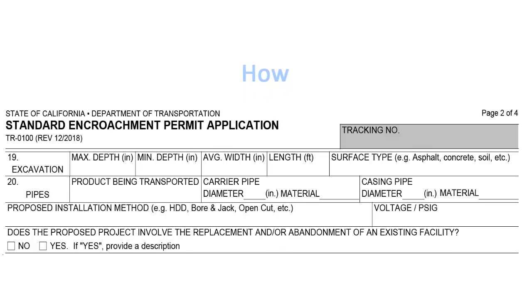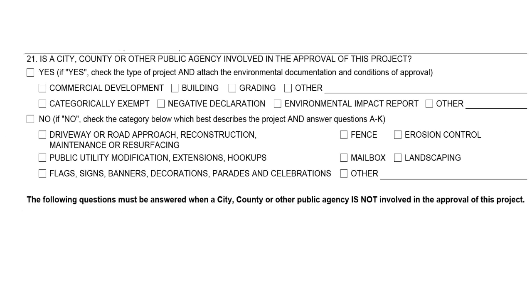Questions 19 and 20 pertain to excavation and underground work. While these questions are mostly for utility companies, you will need to answer these questions if your project requires excavation or you will be installing anything underground. Questions 21 through 27 help us understand the potential environmental and water quality impacts of your project.